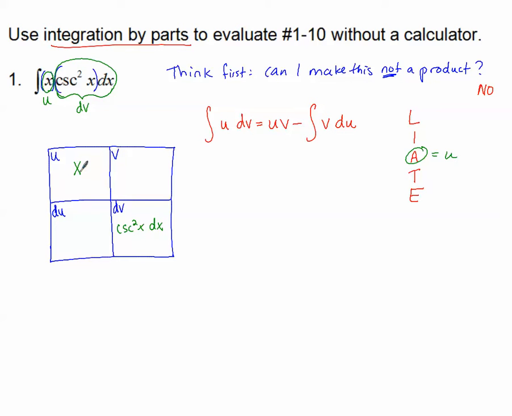Then I find what's missing. I find du, I find v. Well, what does d mean? D means derivative. So to go from u to du, I take the derivative. What's the derivative of x? It's 1. To go from dv to v, I take off the derivative. So I take the antiderivative. What's the antiderivative of cosecant squared of x? Negative cotangent x. You still have to remember your derivatives and antiderivatives.